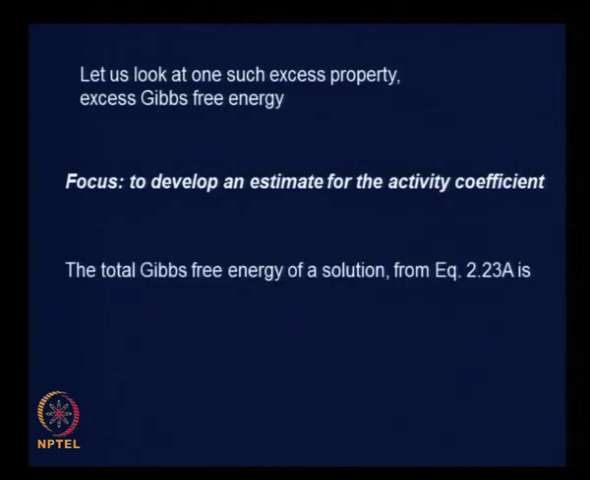Now, the total Gibbs free energy of a solution, and if you flip back to your second module, from equation 2.23a was G^T equals the sum over the product of N_i times mu_i. We will get it from there, and let us call this equation 4.24. We will need to refer to this from time to time. So, we will give it a new equation number 4.24. So, G^T is the sum over N_i mu_i.